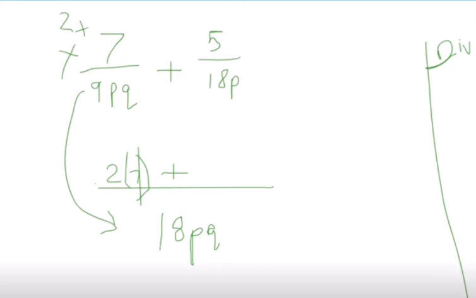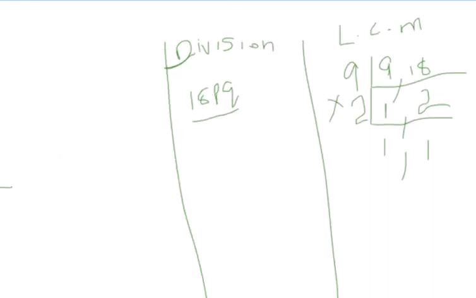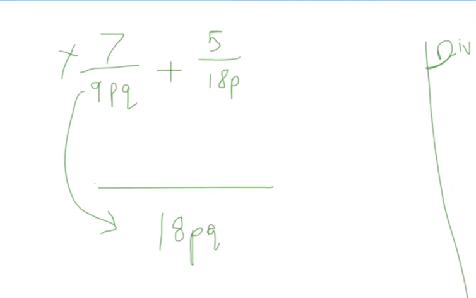So let's go to our division column. Let's work this out step by step so that you will see how I am going to get my answer. So I have 18pq over... I have 9 there, but it's supposed to be 18 actually. Let me check back. Is it 18 or 9? Yeah, it's supposed to be 18. It's supposed to be 18 into 18. So that's an error there.